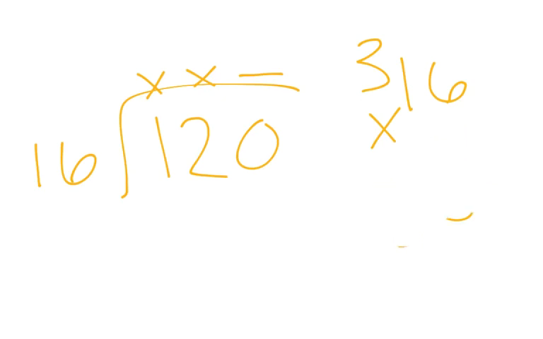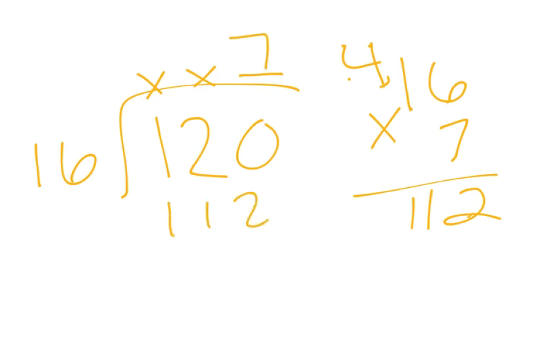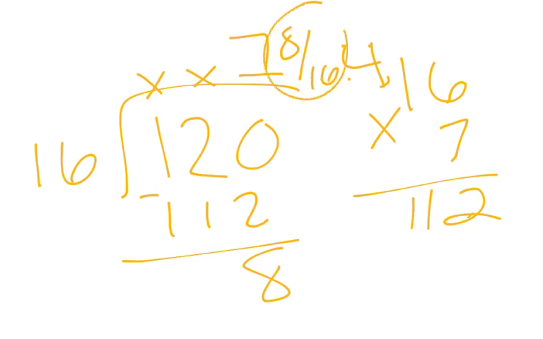Let's try 16 times 7. 6 times 7 is 42, carry the 4. 7 times 1 is 7, 8, 9, 10, 11. So if I do that, 7 goes here, 112. I can just count up 113, 114, 115, 116, 117, 118, 119, 120. That gives me 8. So 8 over 16. If I really think about that, that's a half.